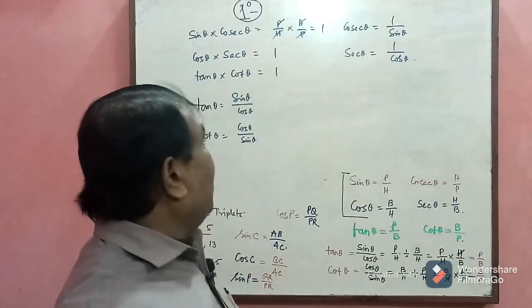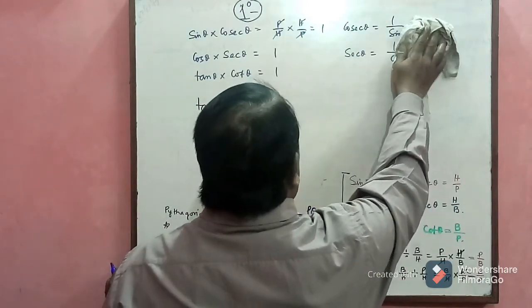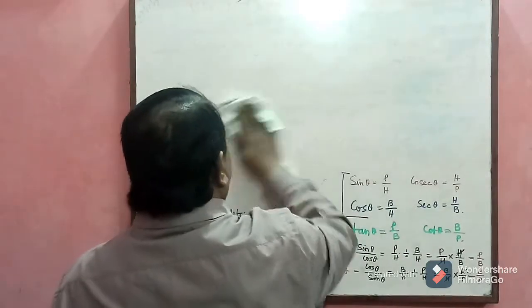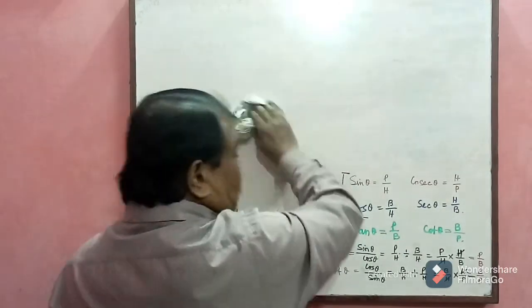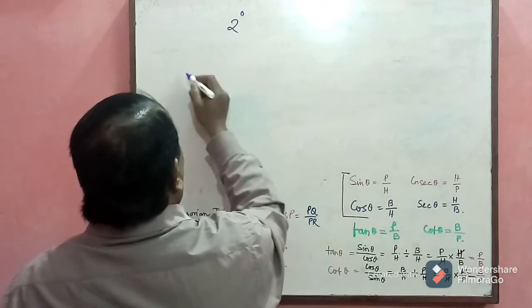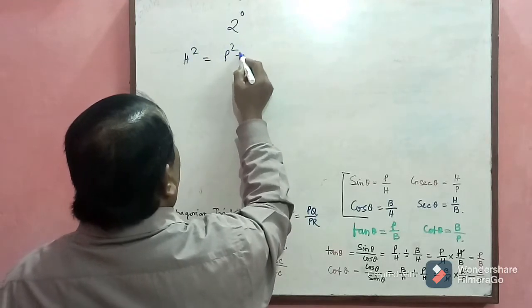Now we will discuss 2 degree identities. Here the Pythagoras theorem is valid: h square is equal to p square plus b square.